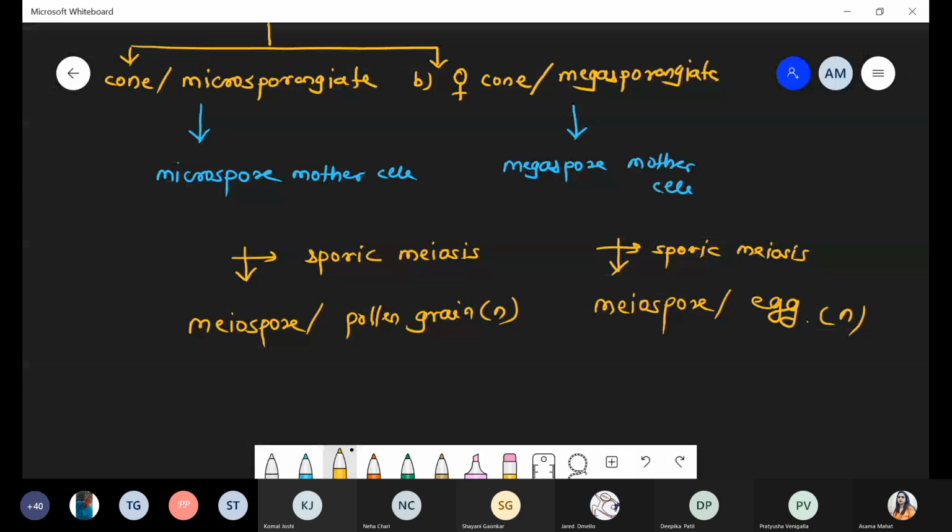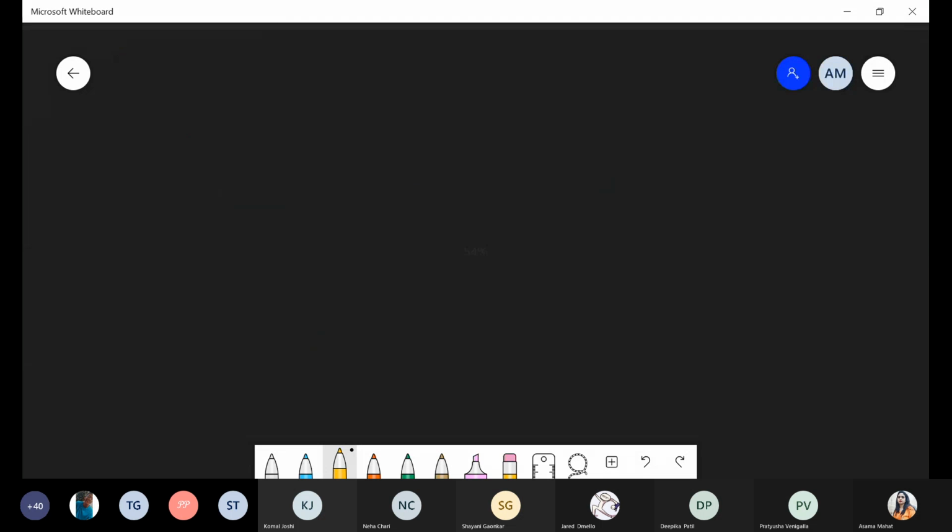Now, when we are talking about the pollen grain in the case of Pinus, it has some characteristic features. It's very unique. So what question will arise on pollen grain?